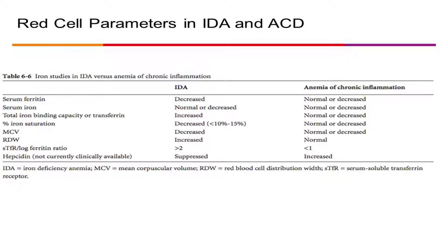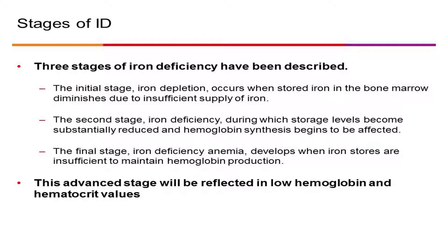Okay. So talking about iron deficiency anemia, we should recognize that iron deficiency goes through stages until we reach the anemia level. So stage one, when we have only iron depletion, and the stores in the bone marrow are depleted, but the patient doesn't have any abnormal CBC, no anemia. Okay, but they might have symptoms as I told you before.